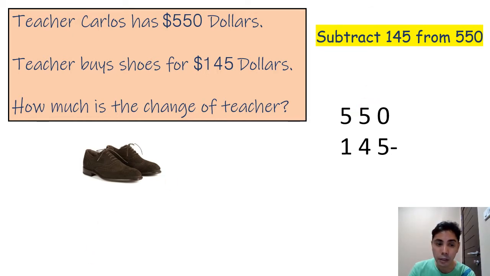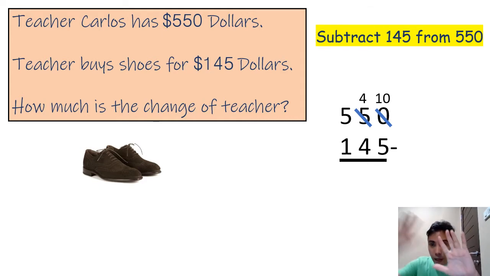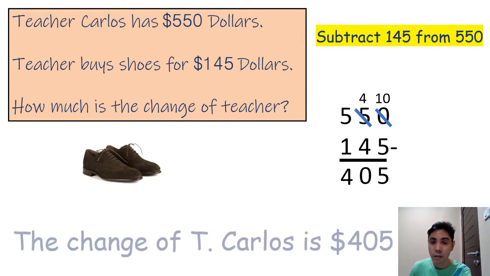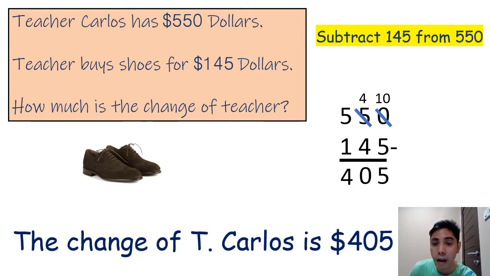So 5 will become 4. And 0 will become 10. So 10 take away 5 is 5. Next, 4 take away 4 is 0. And 5 take away 1 will be 4. And that is the number. So the change of teacher Carlos will be $405.